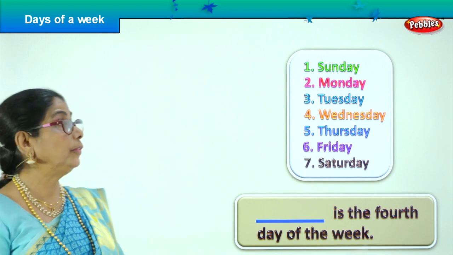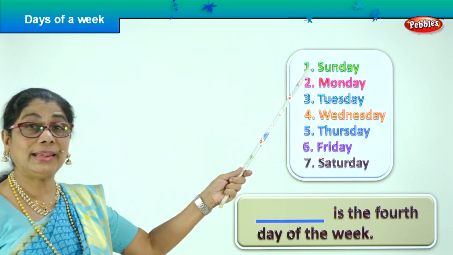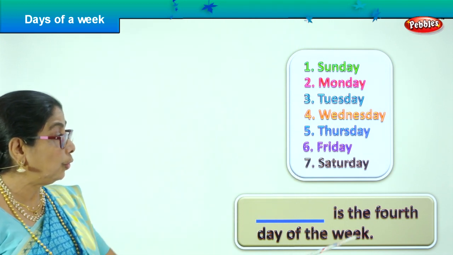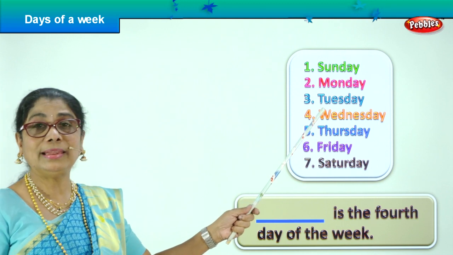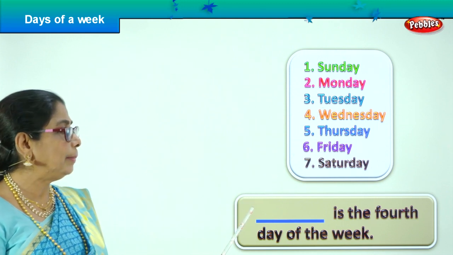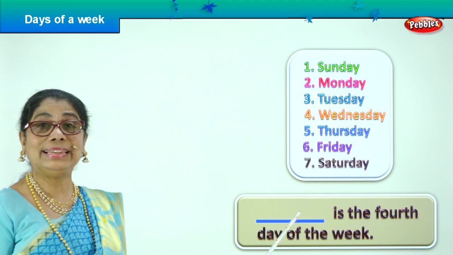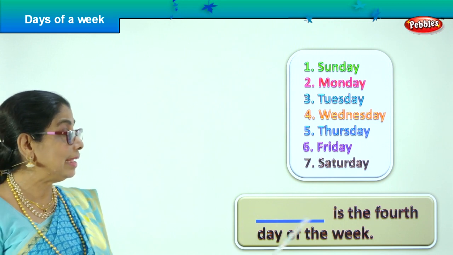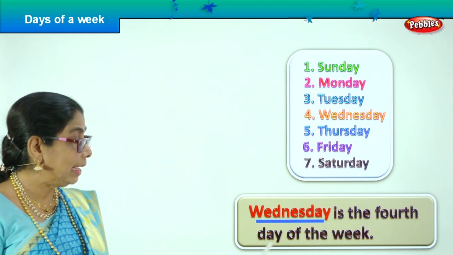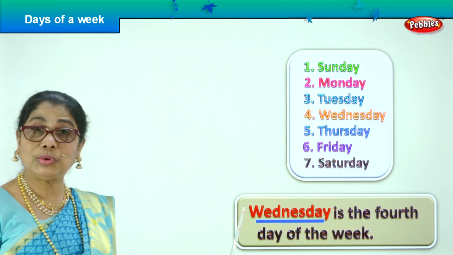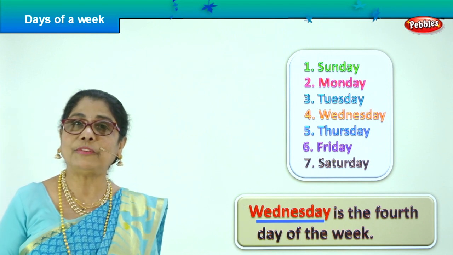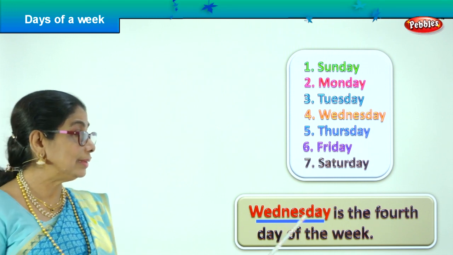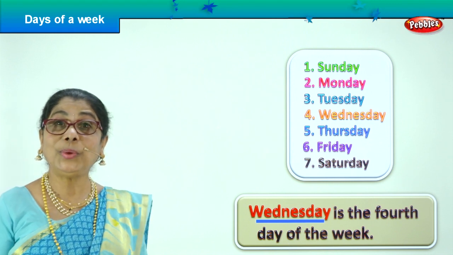Which is the fourth day of the week? Look at the chart. First day is Sunday. Second day is Monday. Third day is Tuesday. And the fourth day is Wednesday. So we write it here, Wednesday. And we write the W in capital. Wednesday is the fourth day of the week. And we write the W in capital letter because it's the name of the day of the week. Which is the fourth day of the week? Wednesday is the fourth day of the week.